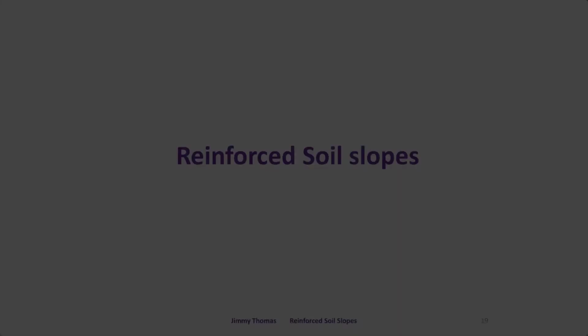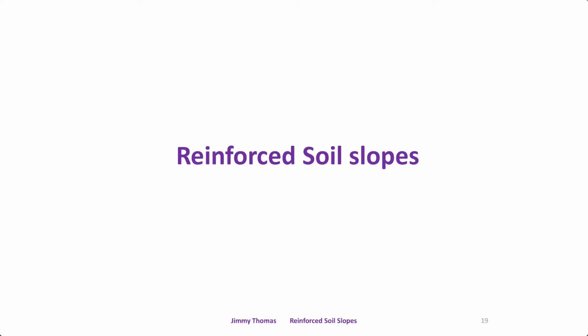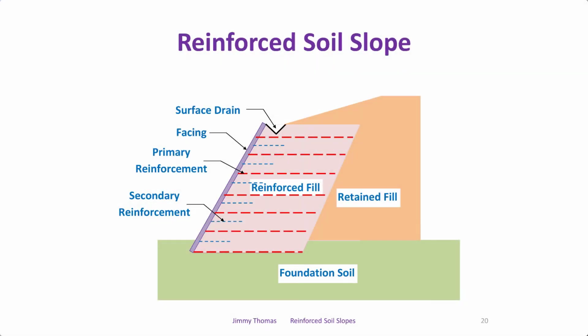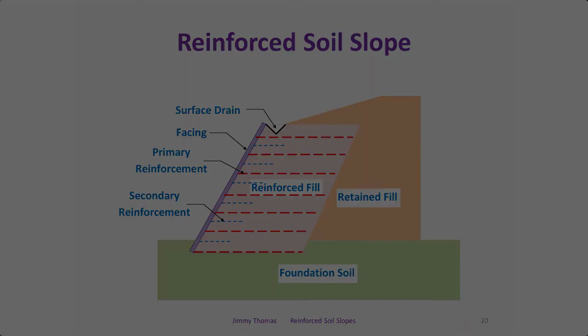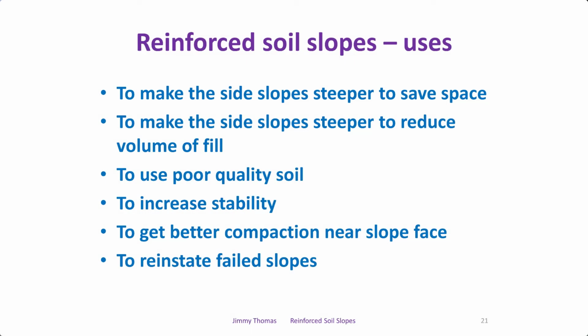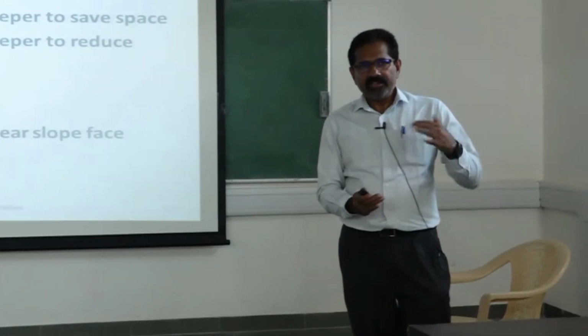Now let's go to reinforced soil slopes, which is today's topic. Again, it's similar to a wall. The only difference is that the inclination is more, and the importance of facing is somewhat less compared to the wall. Then what are its uses? One is to make the side slopes steeper to save land. Then to reduce the volume of fill, since steeper means the volume of soil can be reduced. Earlier it was not a big problem, but now it is a serious issue.